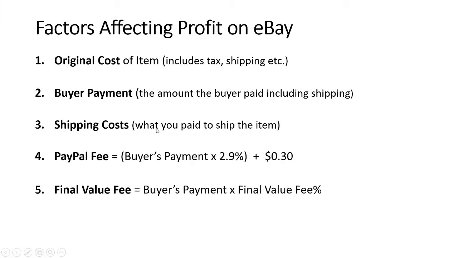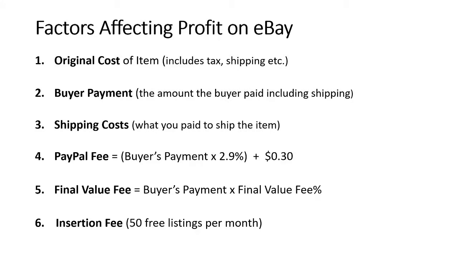Number 5 is the final value fee, which comes from eBay itself. And the final value fee is equal to the buyer's payment times the final value fee percent. Now, the final value fee percent is 10% in most cases. However, in certain categories, there are other percentages, which we'll take a look at in a moment.